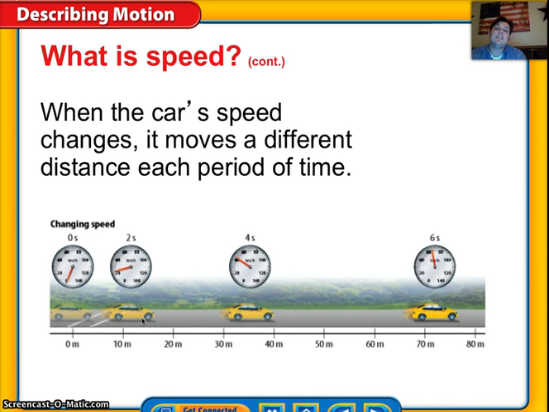Now, when the car speed changes, it moves at different distance each period of time. That's a changing speed. So look at from 0 to 2 is a little distance. It's not even gone about 10 meters in 2 seconds. But then from 2 to 4 seconds, it goes from 10 to over 30 meters. Okay, that's a big jump, and you can see that gap right here. And then from 4 to 6 seconds, you go from 30 to 70 meters. Okay, again, you can see that the changing speed is because there's a difference between the stopwatches here.